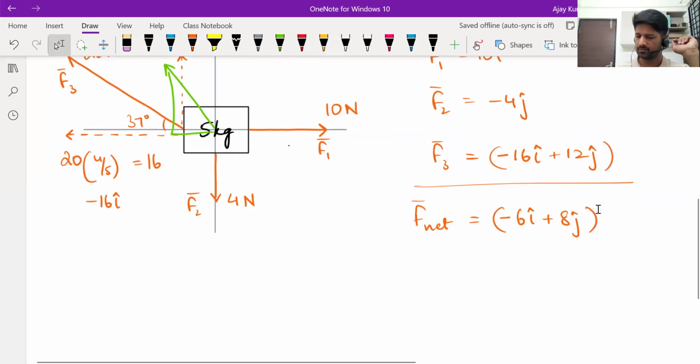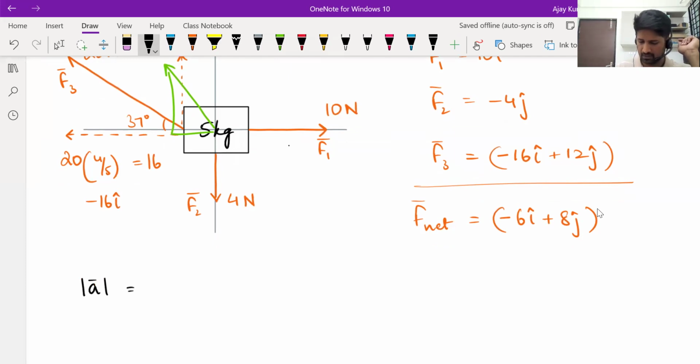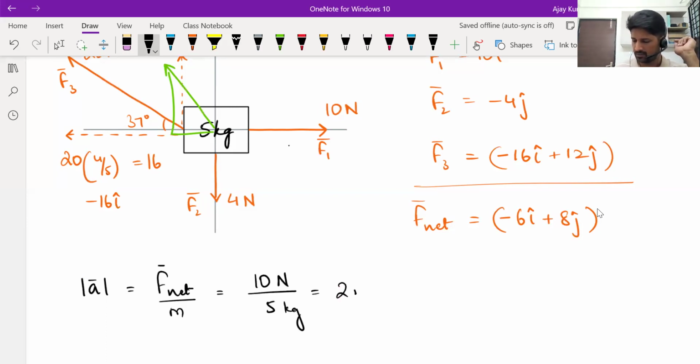Let's divide the net force by mass. And see, you were asked to calculate only the magnitude of acceleration, not along with the direction. You can do that this way. Get the magnitude of net force and divide it by mass. Net force being minus 6 I cap plus 8 J cap, magnitude becomes 10 newtons. Divide by the mass of 5 kg. The answer is 2 meters per second square. Okay. Maybe you didn't do that division. Fine.